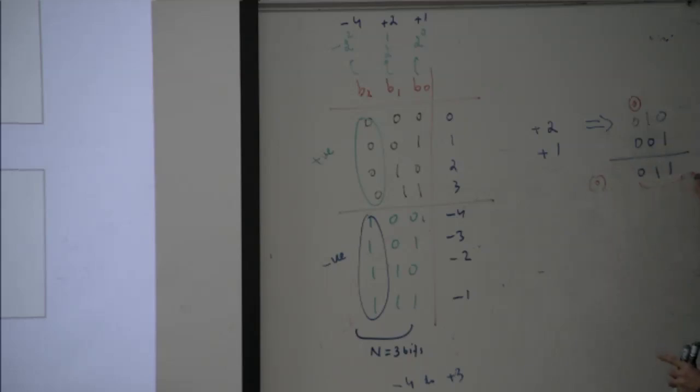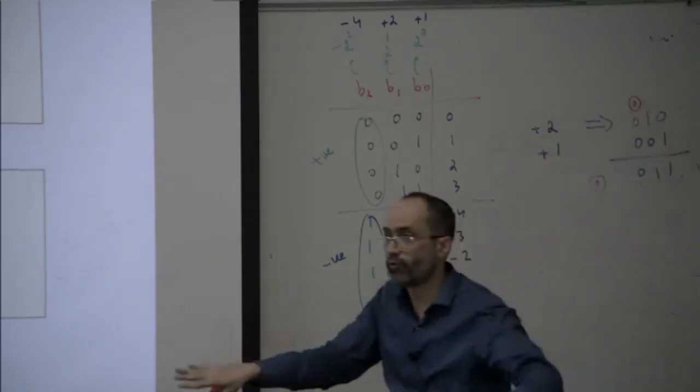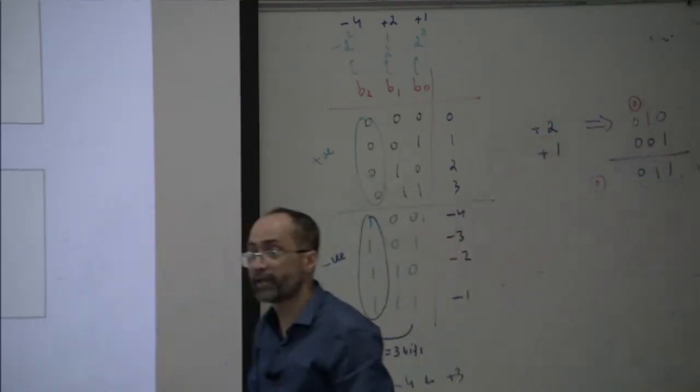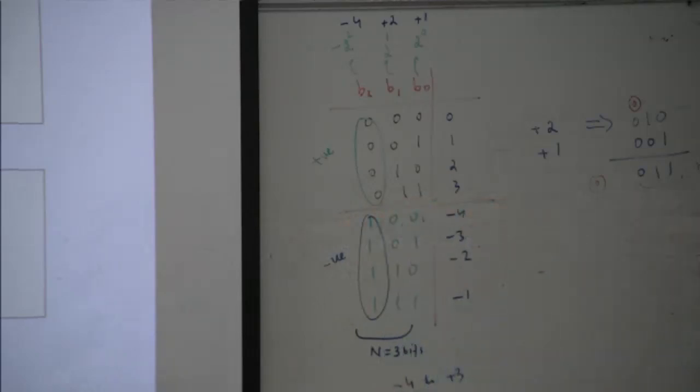Now if you look at here, what is this? +3. +3 lies within the range, so no overflow. Got it? Any question?